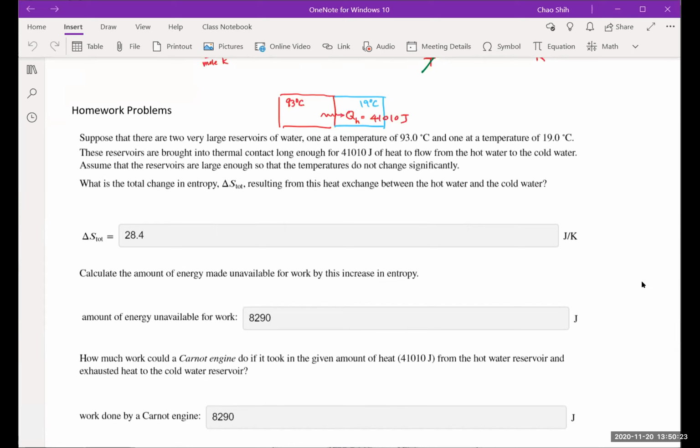We're going to assume this reservoir is very big, so even though there's heat transfer from one side to another, it doesn't change the temperature a lot. If you do have quite a bit of temperature change, when you calculate the change of S, you can use the average temperature. The T average is simply T initial plus T final divided by 2.